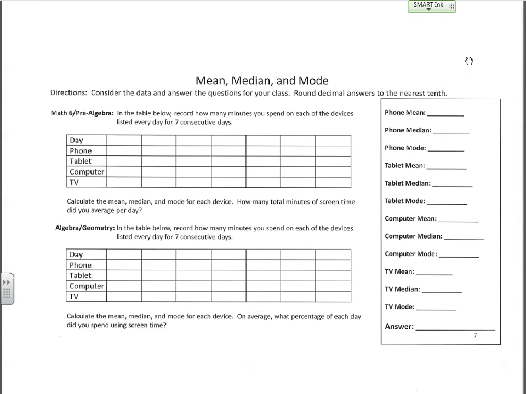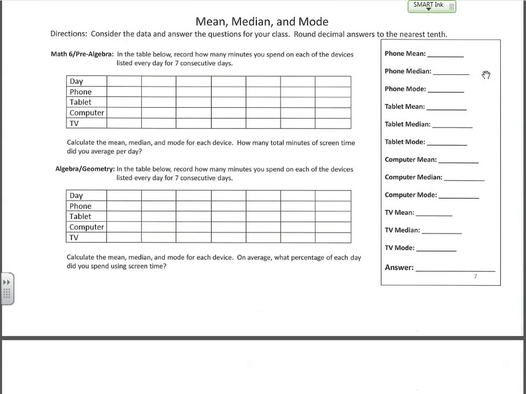Next up, mean, median, and mode. A couple packets ago, I had you track the number of hours of sleep that you get for 7 consecutive nights and find the mean, median, and mode of that. Kind of similar, only now I'm focusing on screen time. In the table below, record how many minutes, so it must be in minutes, don't put hours, you spend on each of the devices listed every day for 7 consecutive days. So if you haven't started this yet, start tonight.